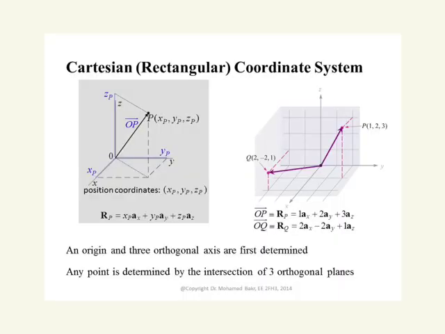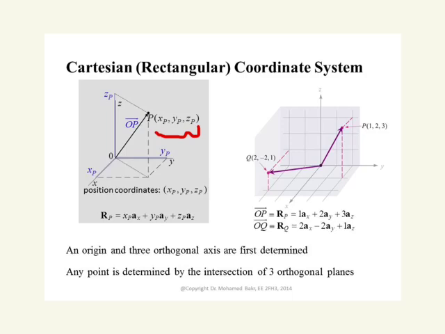We move in the third part of this lecture to discuss cylindrical coordinate systems. But before I do that, I wanted just to remind you of a few facts about Cartesian or rectangular coordinate systems. We know that every point in Cartesian coordinate systems will have three coordinates, x, y, and z.